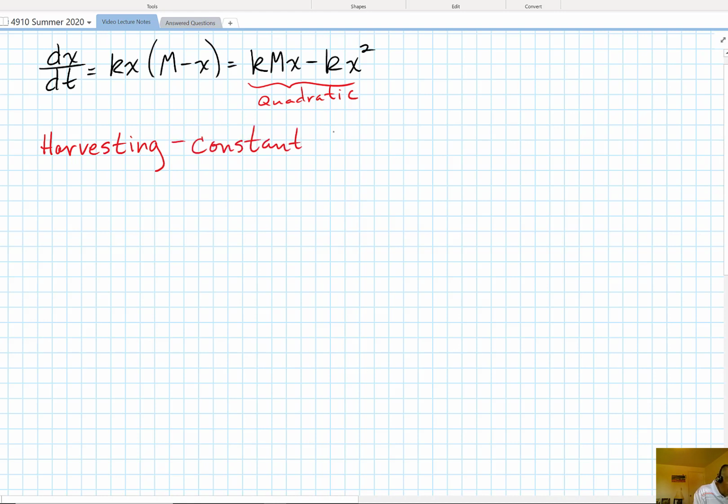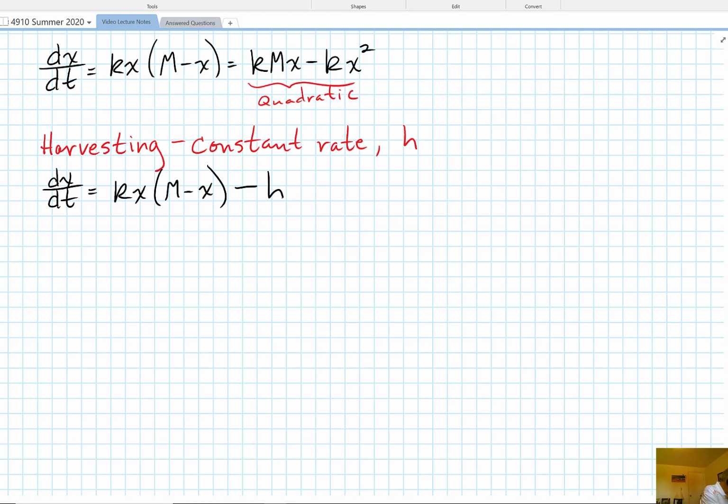So you can imagine this kind of situation, right? We're adding another component to our model, and it turns out that if this is the situation we're trying to model, we can still use the logistic equation, but we just subtract h. All right, so we're just subtracting h. That's how many per year are removed. So the population is decreasing by that many per year.